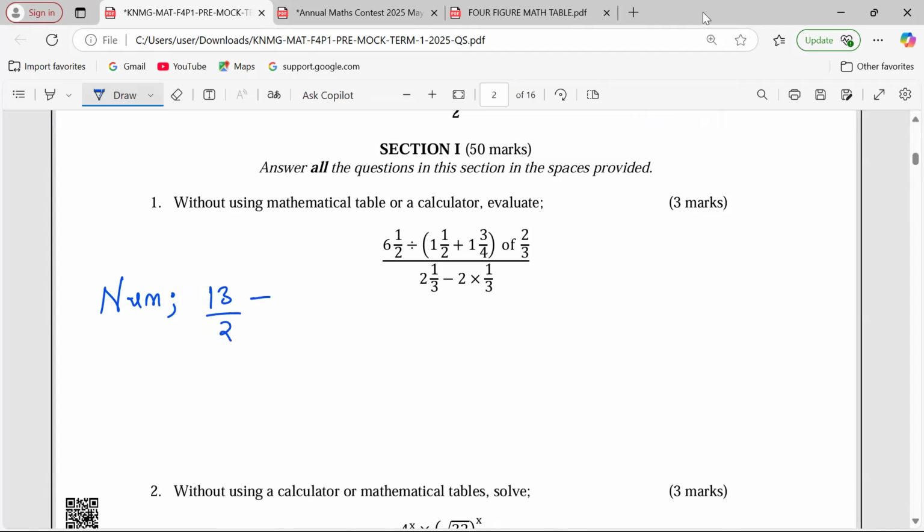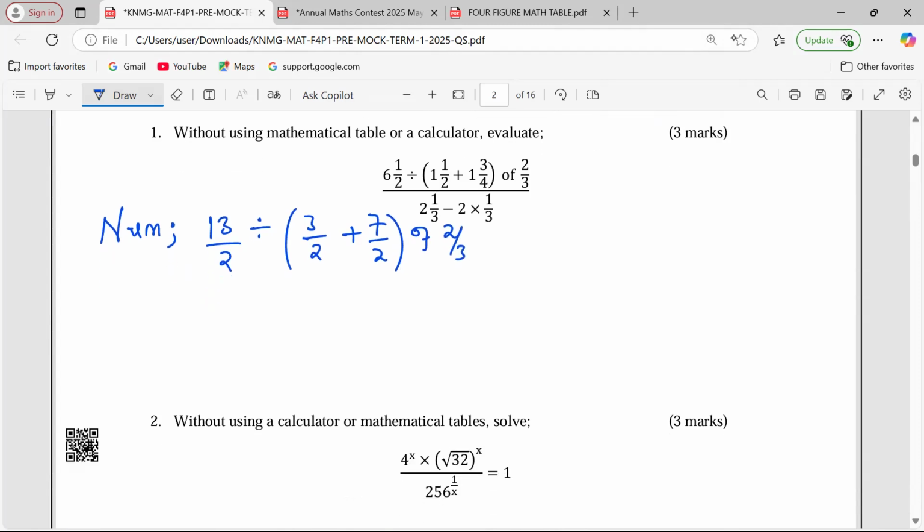This one is divided by, now inside the brackets, we are having 1.5, which is 3/2, plus 7/4, then of 2/3. From here, we can solve what is inside the brackets. Remember, 7 is over 4, sorry, 7 out of 4. So 3/2 and 7/4, when I add that, I'm getting exactly 13 out of 4. So I'm having 13/2 divided by 13/4 of 2/3.